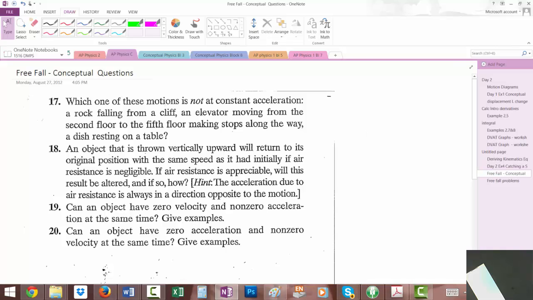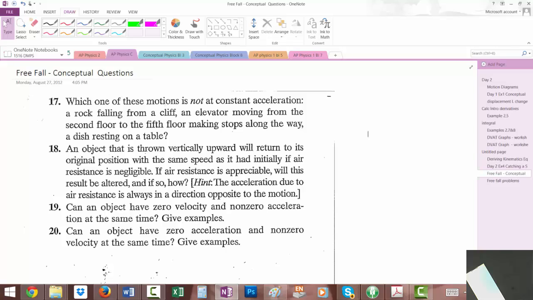Number 1, which of the motions is not at a constant acceleration? Miles, what'd you say? The elevator. Why? Because it accelerates and it decelerates, starts again, has to stop multiple times. So it's no good. Okay. Fair enough. Everybody okay with that one?